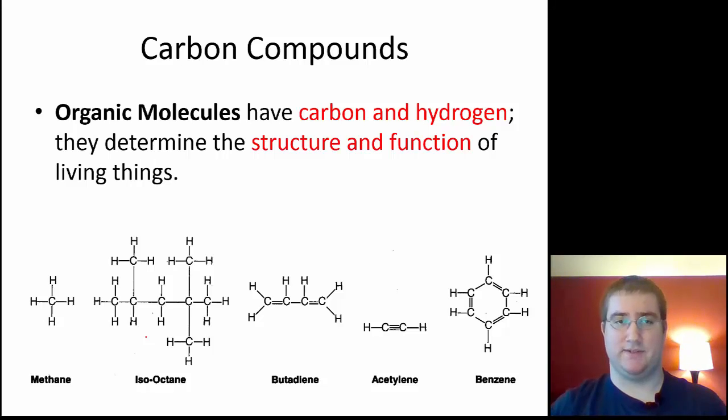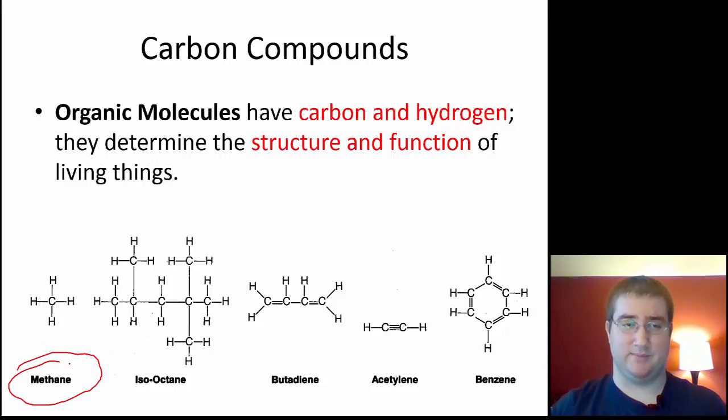You can see some examples of organic molecules: methane, isooctane, butadiene, acetylene, and benzene. The only one that you might have recognized is methane. That is the gas that comes out of cows when they burp. The other ones are probably not something in your very common life. Once again, organic just means that you have carbon in it.